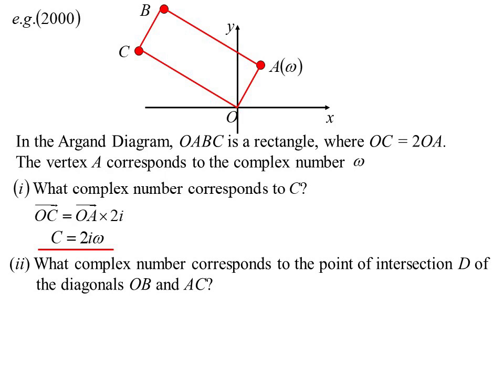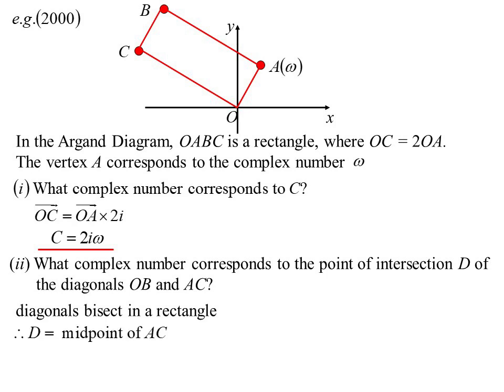What complex number corresponds to the point of intersection D of the diagonals OB and AC? Well, we know diagonals bisect in a rectangle. It's something we know. But what it's really saying is, what's the midpoint of AC? Or what's the midpoint of OB? It doesn't really matter which one we pick. Now, AC is more sensible because I don't know what B is yet. So how do I find the midpoint when I don't know what one of the points is? It makes more sense to find the midpoint of AC. All right? So it'd be the point A plus the point C divided by 2.